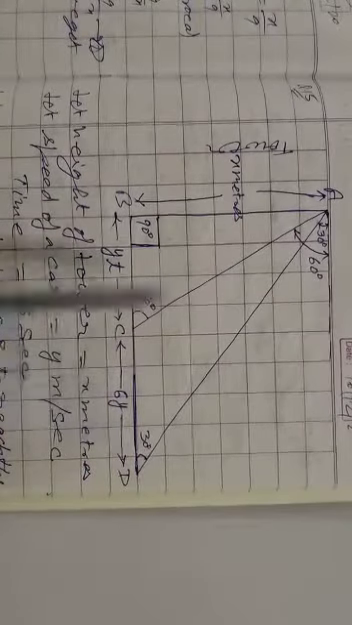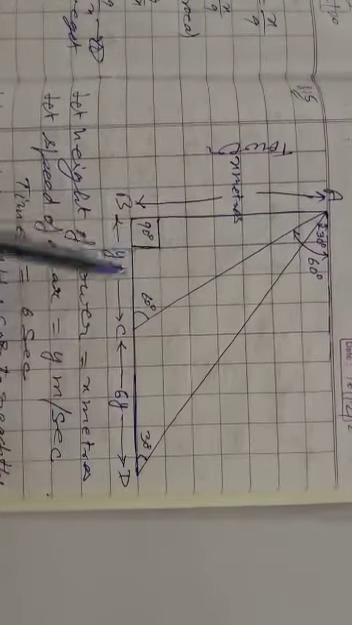Now in triangle ABD, tan 30 degree equal to perpendicular upon base, x upon yt plus 6y. Tan 30, 1 upon root 3, equal to x upon yt plus 6y. Now cross multiply, yt plus 6y equal to root 3 x.